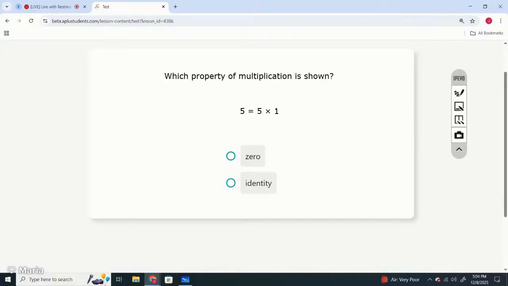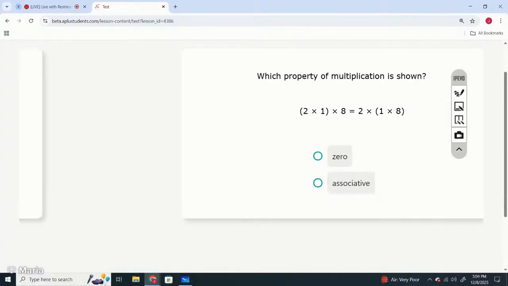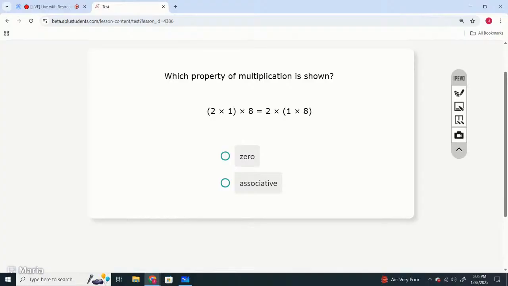Which property of multiplication is shown? 5 times 1 is equal to 5. That is the identity. Identity means multiplying any number with 1 means the number stays the same. That is the identity property.